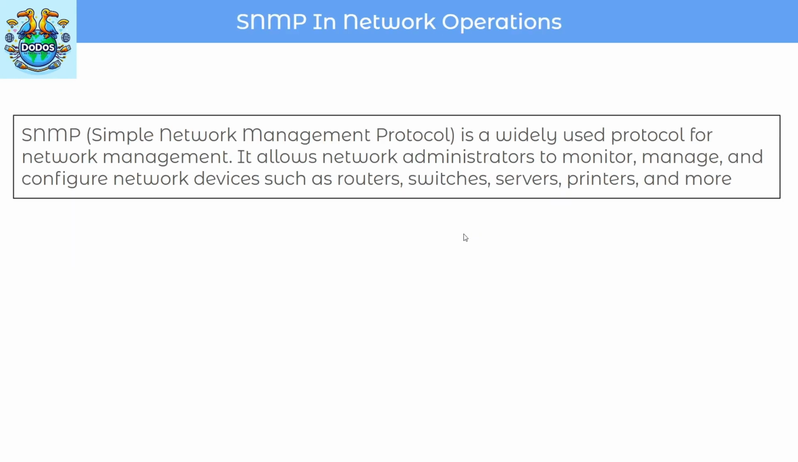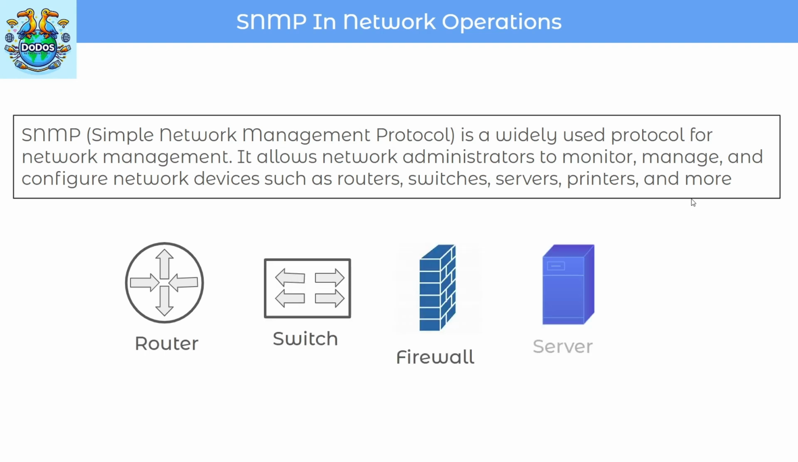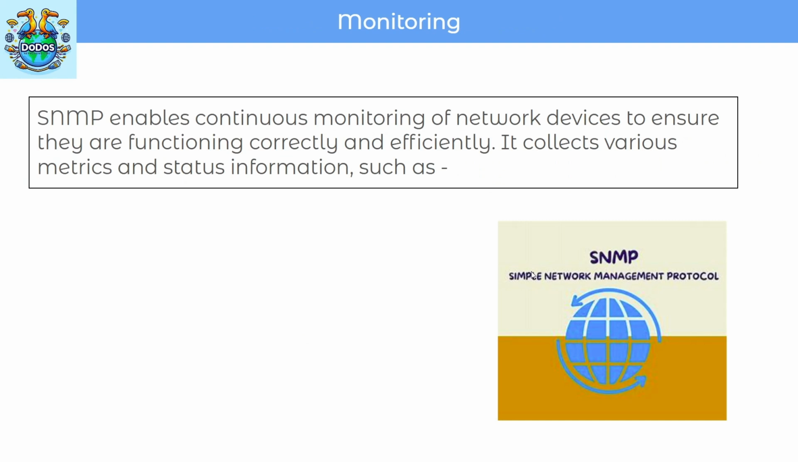So, what is SNMP in network operations? SNMP, or Simple Network Management Protocol, is a widely used protocol for network management. It allows network administrators to monitor, manage, and configure network devices such as routers, switches, servers, printers, and more. So, we're going to go deep into all these and SNMP's purpose in all of these and their operations. So, let's do this.